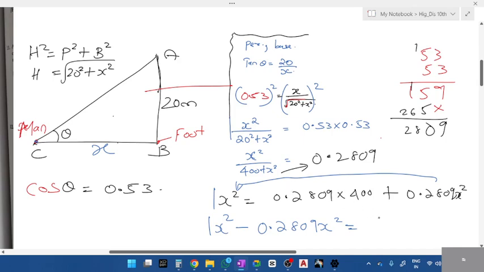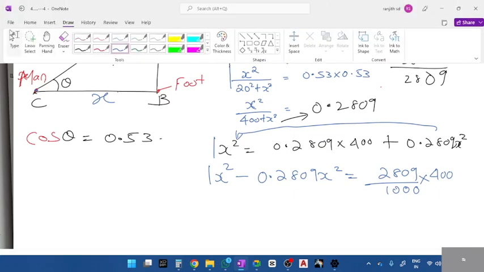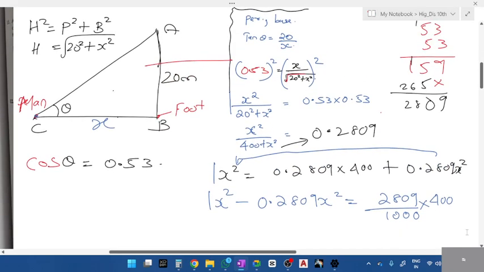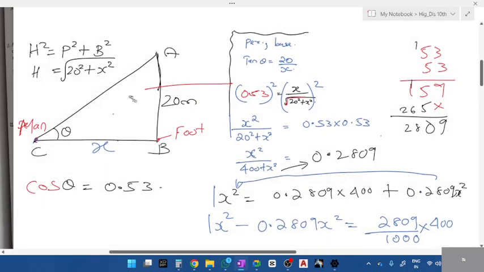Remove the point from 0.2809, students. What can I write? 2809 divided by 100 or 1000 into 400. This calculation part I'll teach. Still here, it is simple and easy to calculate. After this, it is time consuming.